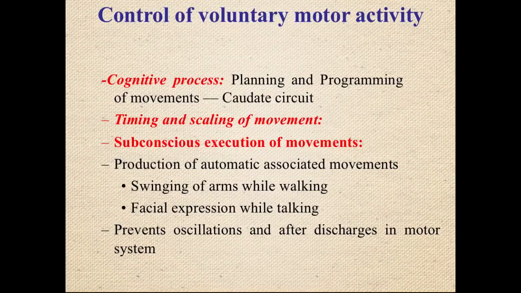Okay, all these things are the function of the basal ganglia. And subconscious execution of the movement. Subconscious execution of the movement is like a few of the automatic associated movements we also do. What are these automated, associated movements? When you walk, you don't walk like a robot, right? You swing your arm. The main purpose is to walk. There should be the movement of the limbs, right? Two legs. There is no need for the swinging of the arm, but swinging of the arm does happen while walking.